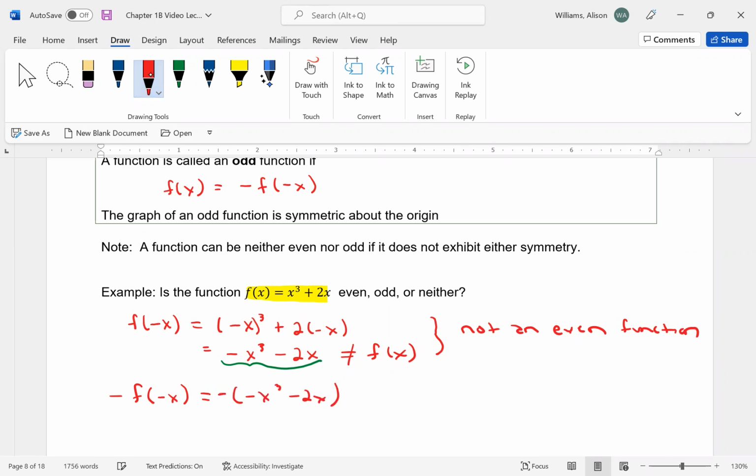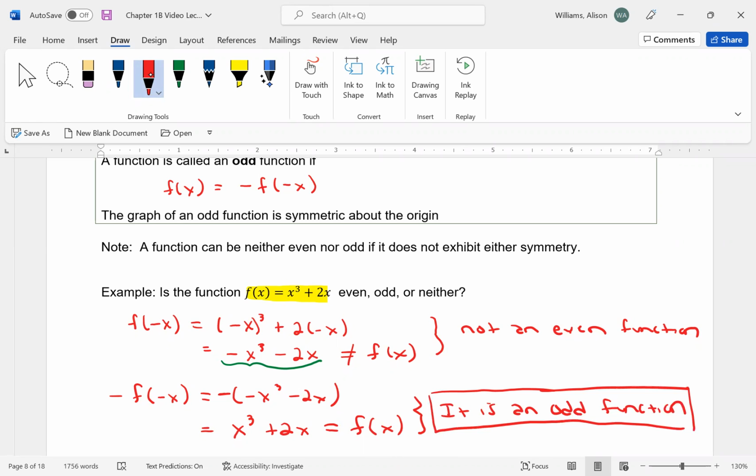To plug a negative on the outside means I'm going to basically distribute a negative into everything. So that ends up being a positive x cubed plus 2x. Okay, that is f of x. That does equal the original function that I have highlighted. So this means it is an odd function. So this is an odd function because when I applied a negative on the outside and on the input, it ends up becoming the original equation.